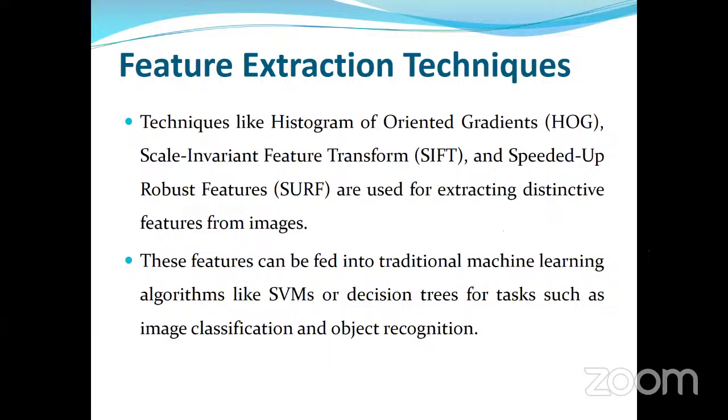So histogram of oriented gradients, HOG, and SIFT and SURF. These are some of the feature extraction techniques. Some of the features in the images should be extracted, and algorithms like support vector machines, SVMs, are algorithms which need data input. So those data can be extracted from the images using these techniques like HOG or SIFT or SURF. And this can be given as the input for SVMs. So the SVMs are mainly for image classification and also for object recognition.